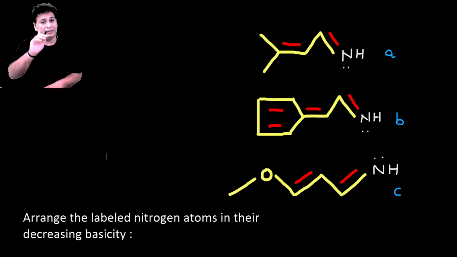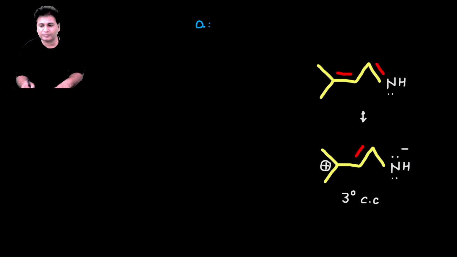And there were a few cases where we had seen that because of conjugation, because of resonance, the number of lone pairs on nitrogen also increased, and in those cases the basicity increased. So now let us try to see case by case what is happening with A, B and C. Now we'll take up case A first.